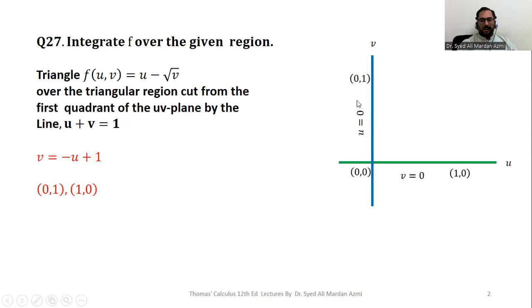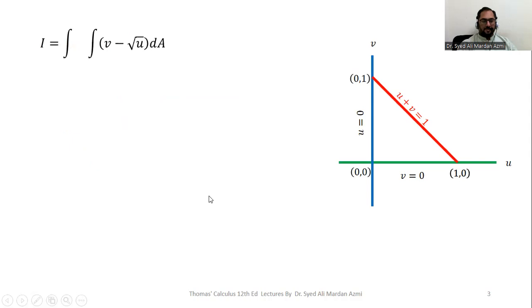We will mark these ordered pairs on our coordinate axis as 1, 0 and 0, 1. And then we will join these ordered pairs. So with the help of this straight line, we will get our triangular region, and the equation of this red line will be u plus v equal to 1. In the next step, we will integrate f of u, v is equal to u minus square root of v for this triangular region. In order to integrate the given function, we have to decide our inner variable and outer variable. So in this question, I have taken v as my inner variable and u as my outer variable.